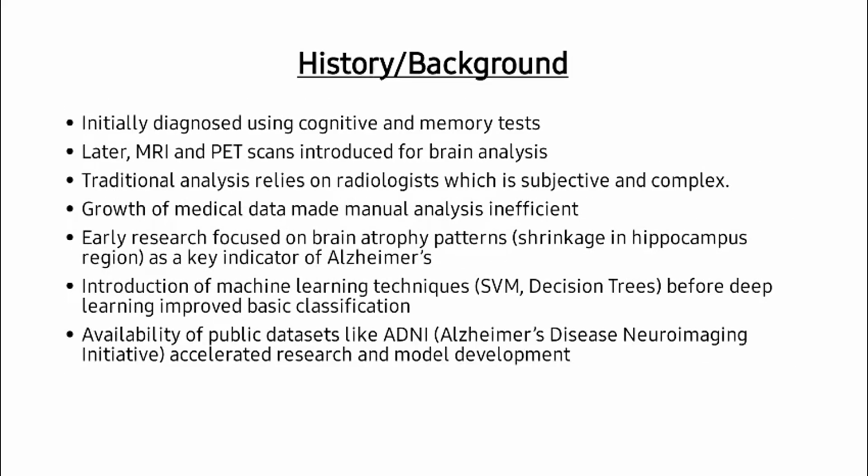History and background. Let's look at how the Alzheimer disease evolved over time. Initially, only the cognitive and memory tests were used. Later, MRI and PET scans were introduced. But traditional image analysis still relied on radiologists, which is subjective and time consuming. As the medical data grew, the manual analysis became inefficient. Researchers identified the brain atrophy, especially in hippocampus, as a key indicator.